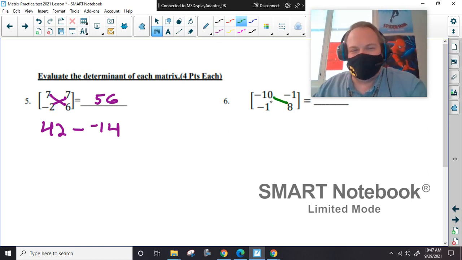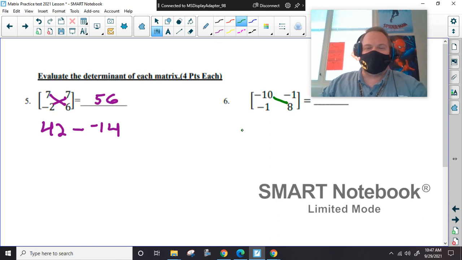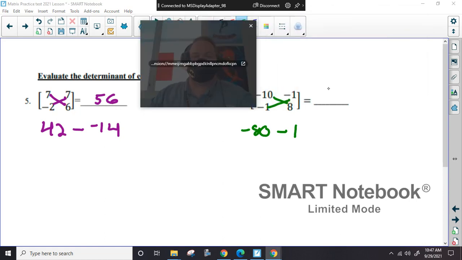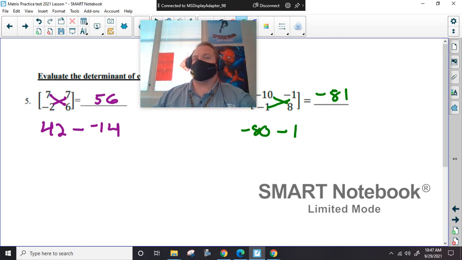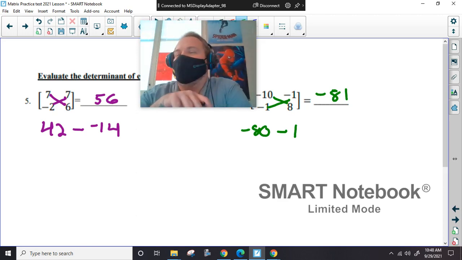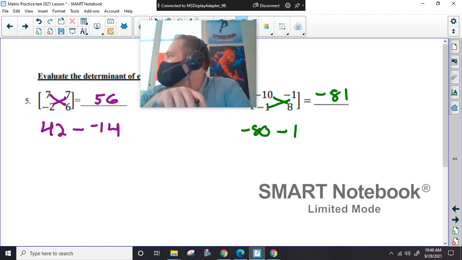Okay, so negative 10 times 8 is negative 80 minus this one. Negative 1 times negative 1 is just 1. Okay, so this would end up, hang on, this would be negative 81.